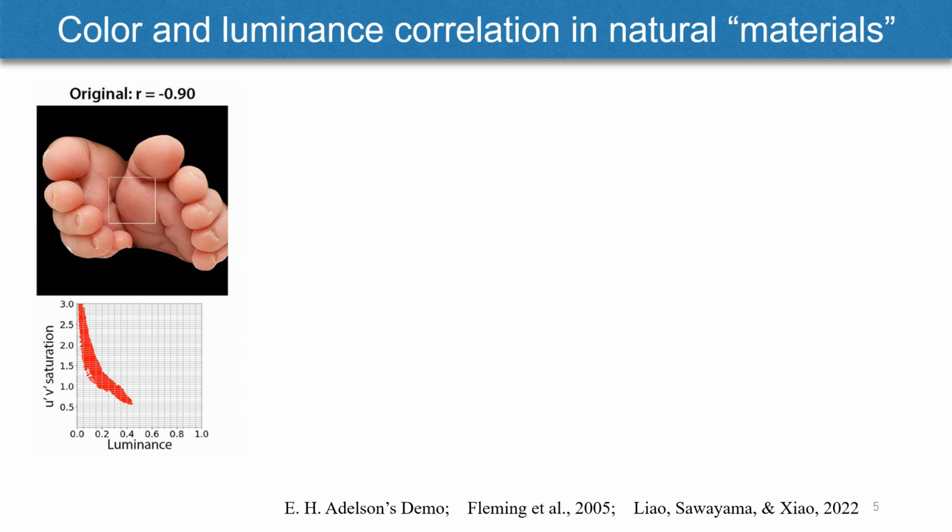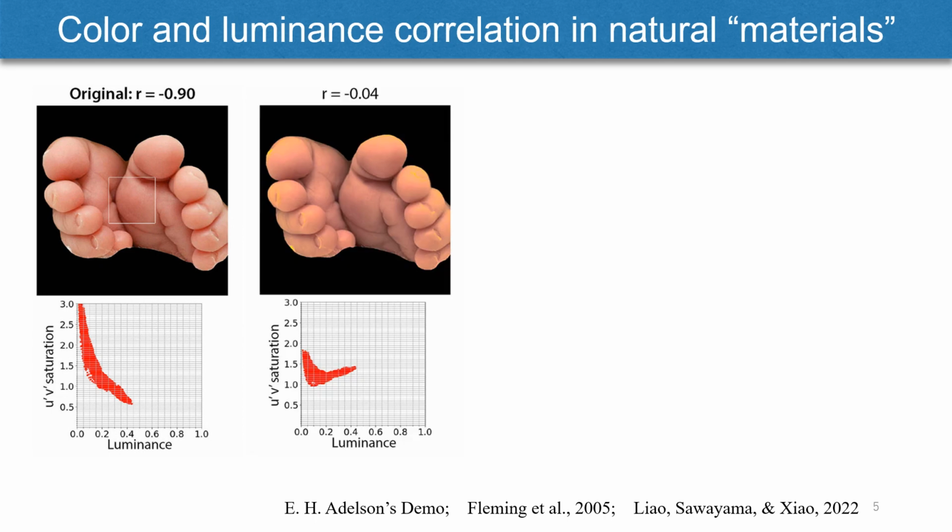However, when we focus on object materials, we can see that color and luminance are still highly redundant. This is an example of human skin. When the color saturation is plotted as a function of the luminance, the distribution is negatively correlated. This is because the surface of human skin has subsurface scattering, and when luminance decreases due to the scattering, the output color becomes more saturated.